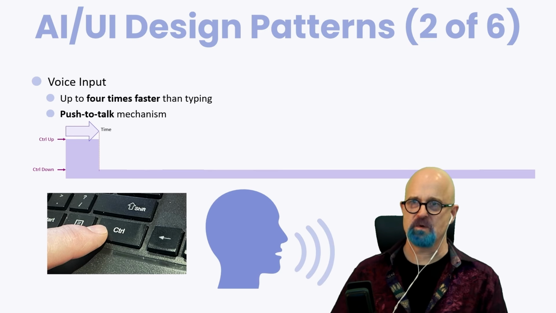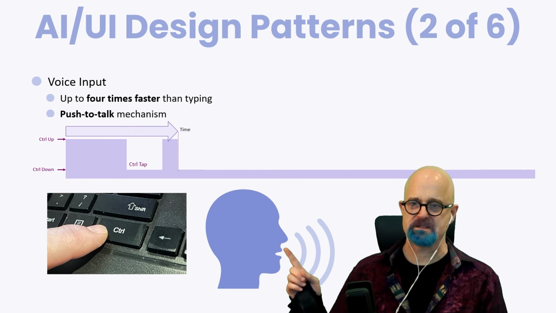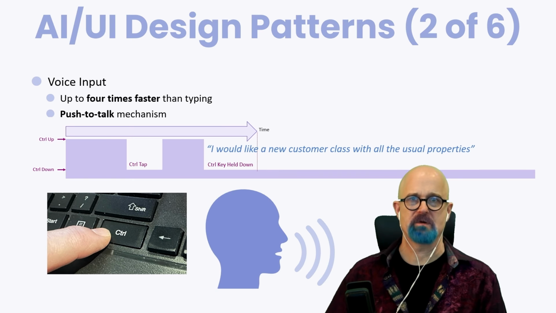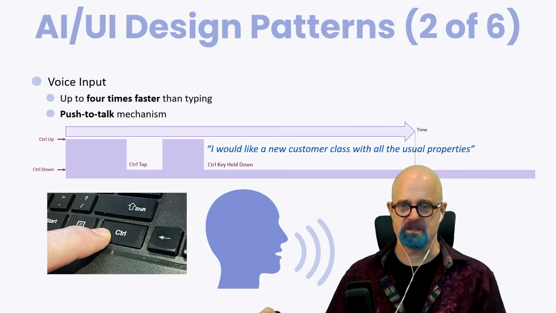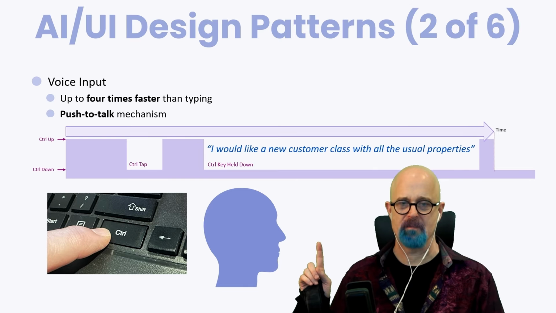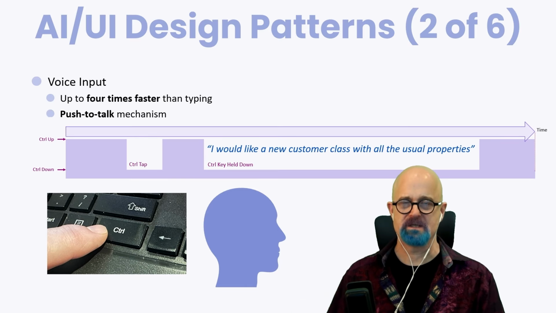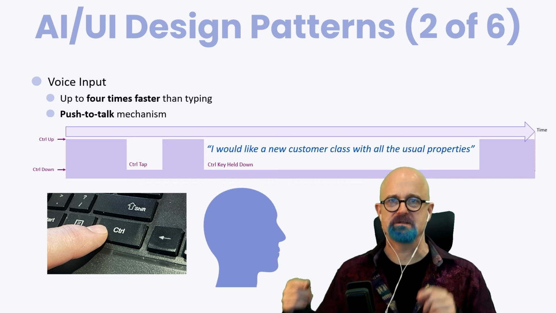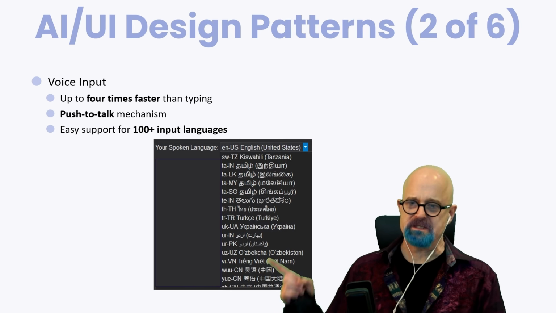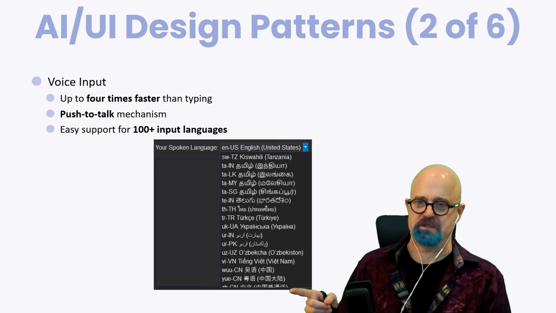This is how we did ours. We tap the Control key once, then hold it down and say whatever we want to say. While we're talking, we continue to hold it down. When we're done, we lift it up, and then we send the text that comes back from Azure Speech Recognition off to AI.